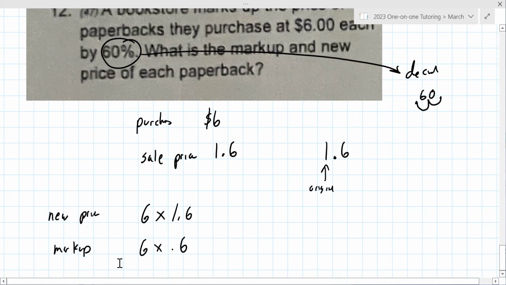So there's two ways to do it. You can either figure out the markup and then add it to the original, or you can get the markup by itself and then the new price by itself. But in both cases, you've got to multiply.